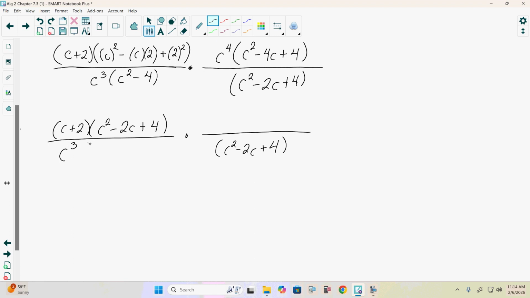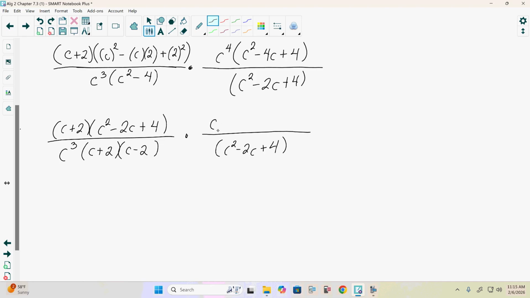I'll go with the denominator, because c squared minus 4 can factor. c squared is a perfect square. 4 is a perfect square, and they're being subtracted, which means it's a difference of perfect squares, which tells us it factors to what? c plus 2, c minus 2. Perfect square, c times c is c squared. 2 times 2 is 4.